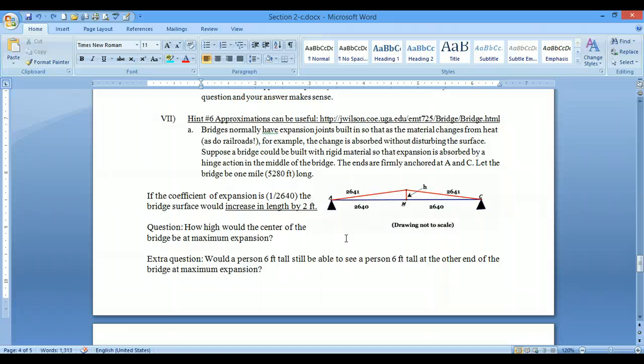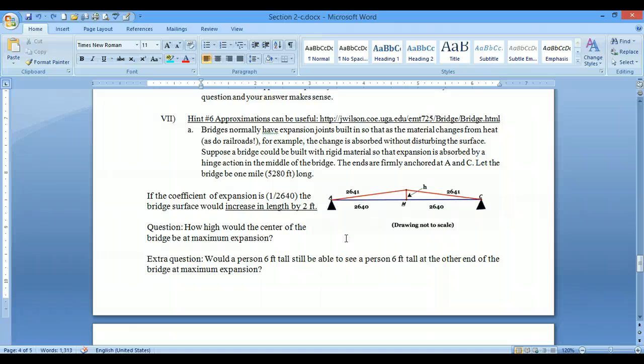But let's suppose a bridge could be built with a rigid material so that the expansion is absorbed by a hinge action in the middle of the bridge, and then the ends are firmly anchored, just kind of like a railroad. So it's anchored a mile apart, or 5,280 feet, and the middle portion of the bridge moves up. So I have a coefficient of expansion of 1 over 2,640. The bridge surface would increase by a length of 2 feet.